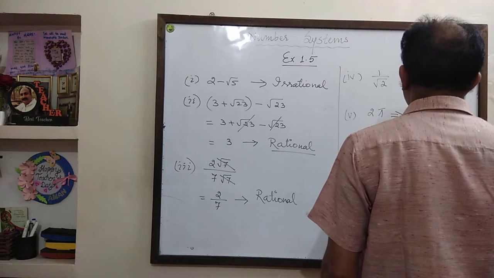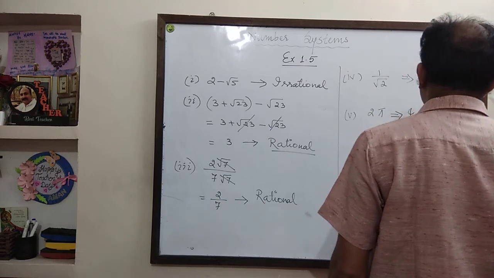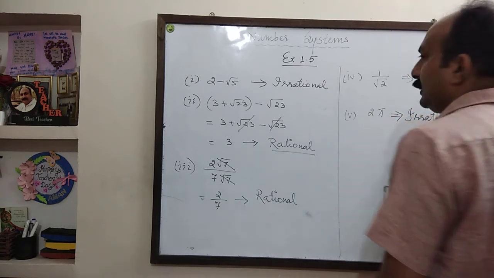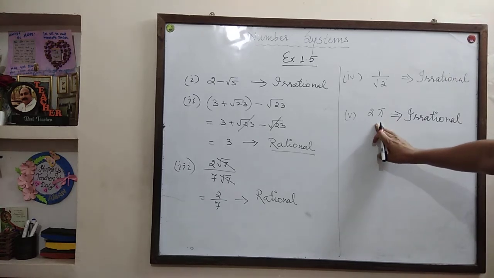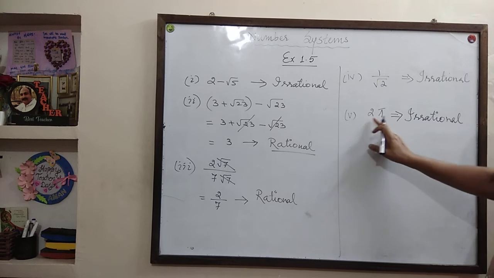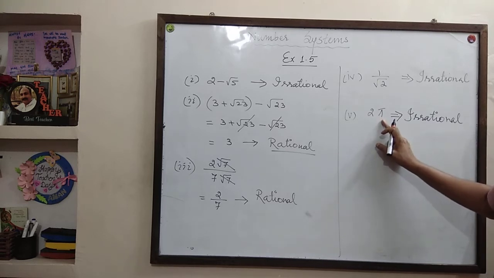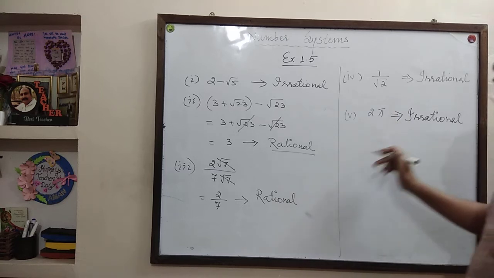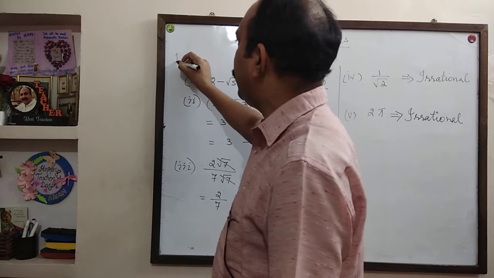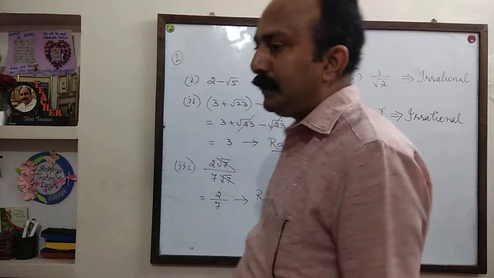So 2 pi is also irrational. So remember the very important point, pi is irrational. So if pi is multiplied or divided by any other rational number, the answer will always be irrational. This is question number 1 of exercise 1.5.